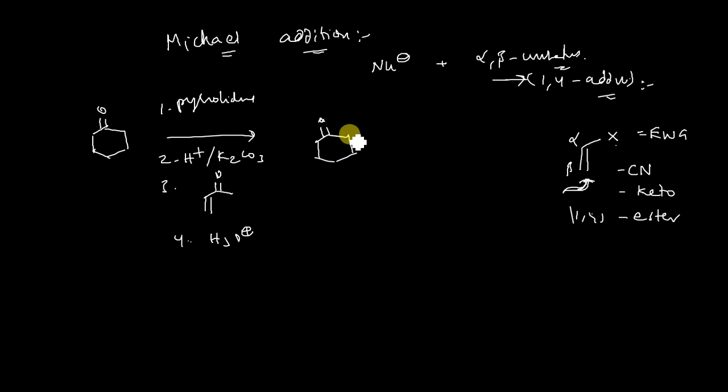which gives you a 1,4 addition product. So like 1, 2, 3, 4, 5. So 1,5 dicarbonyl compound. So that means when you treat this enamine, what kind of mechanism is involved in this?